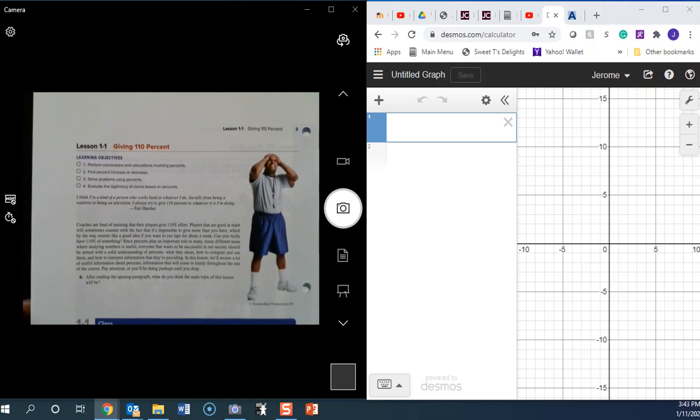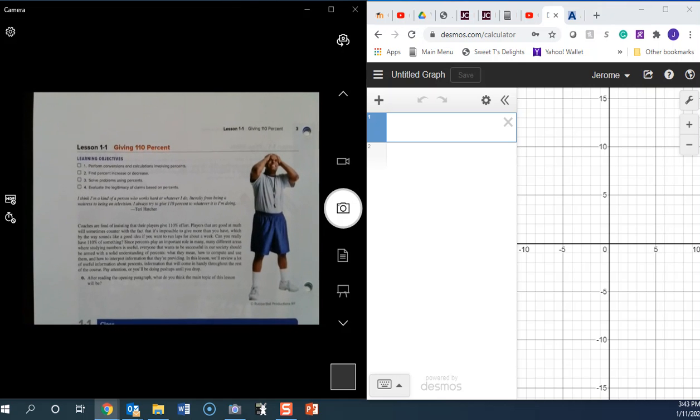which says given 110%. We have our learning objectives. We are to perform conversions and calculations involving percents, find percent increase or decrease, solve problems using percents, and evaluate the legitimacy of claims based on percents.